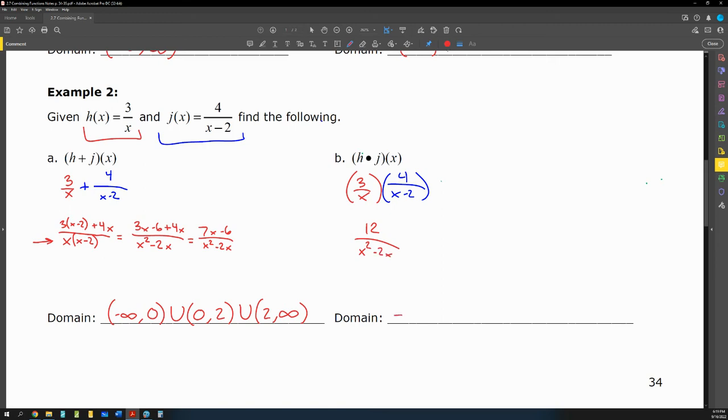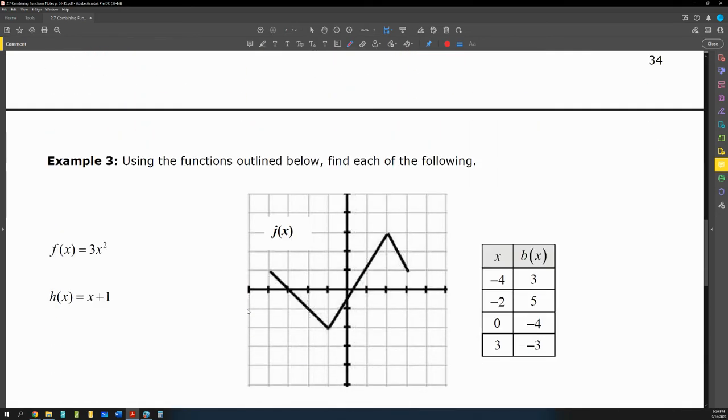The domain is the same thing, so from negative infinity to 0, non-inclusive. From 0 to 2, non-inclusive. And then from 2 to infinity, again, non-inclusive. All right? And let's go ahead and circle our answers too. There we go. Okay. On to the next page.